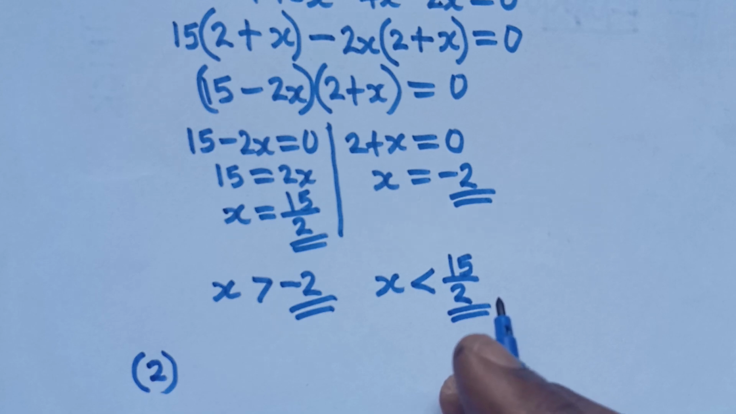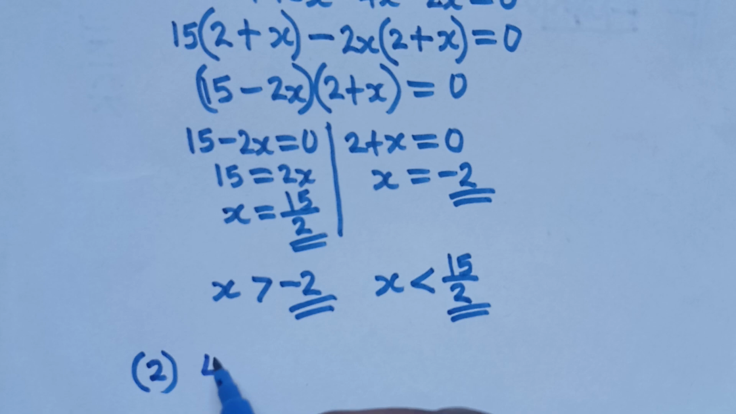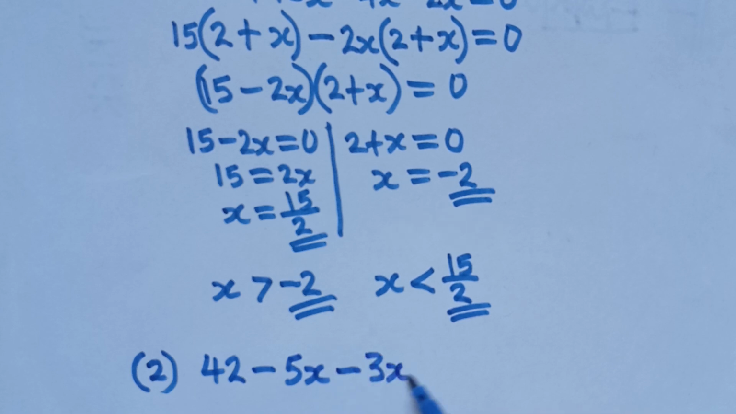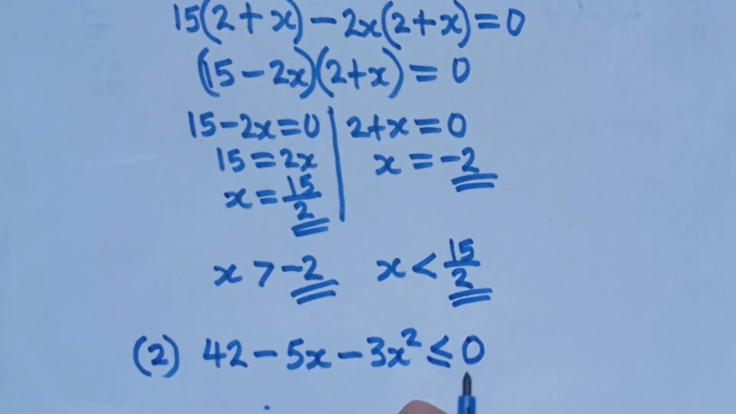So the second question now is 42 minus 5x minus 3x squared is less than or equal to 0. Please solve this and let me have the answer in the comment section.